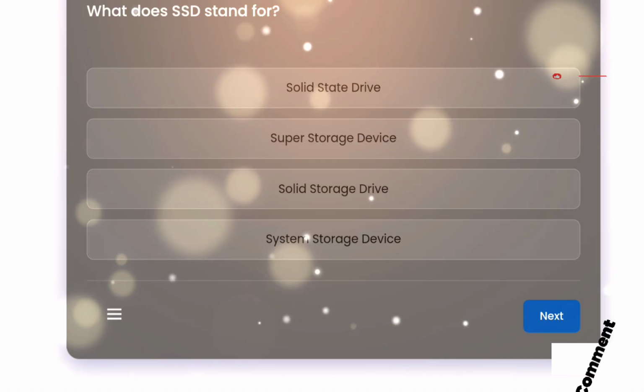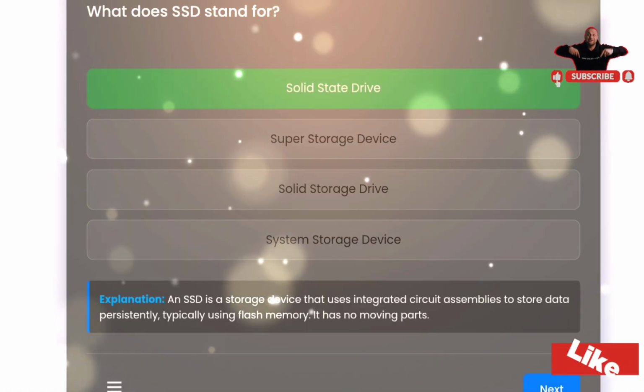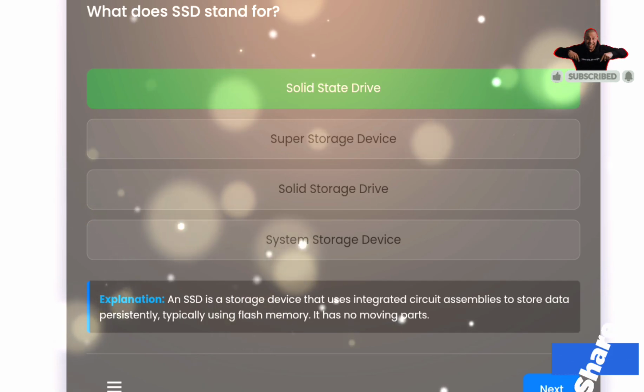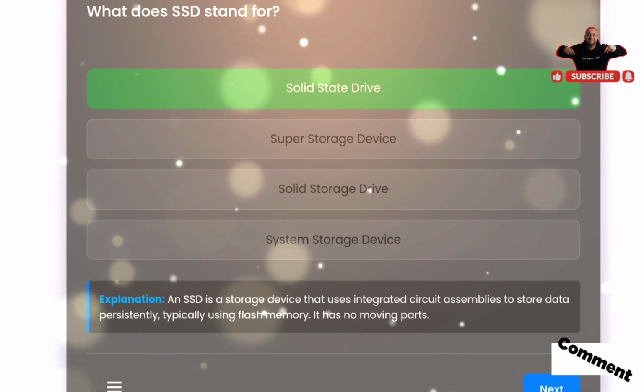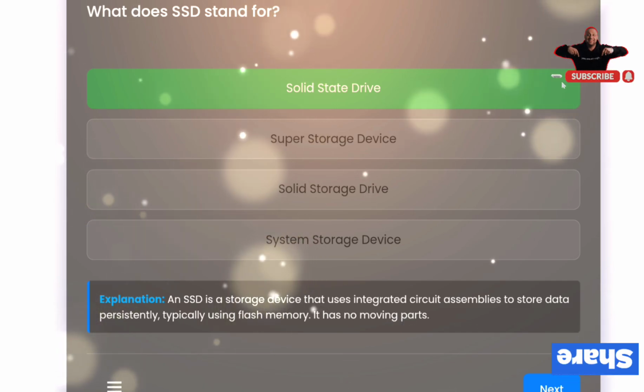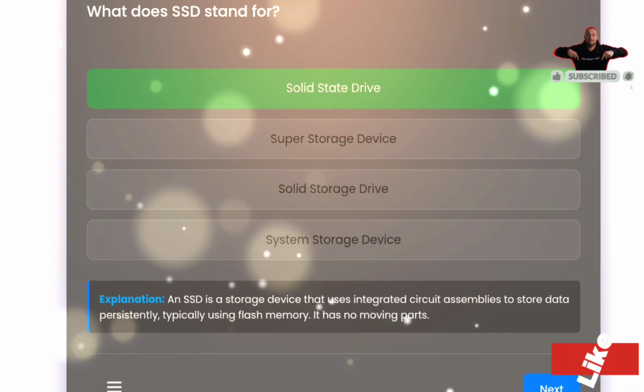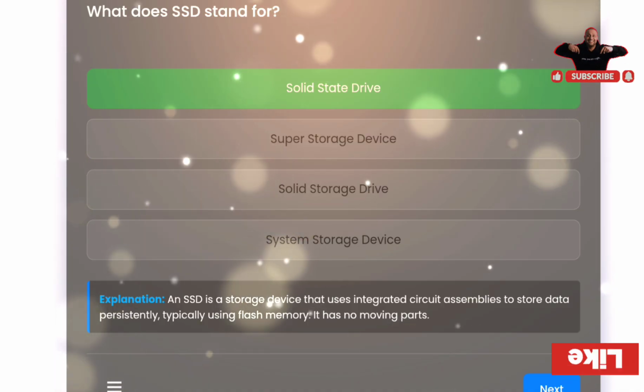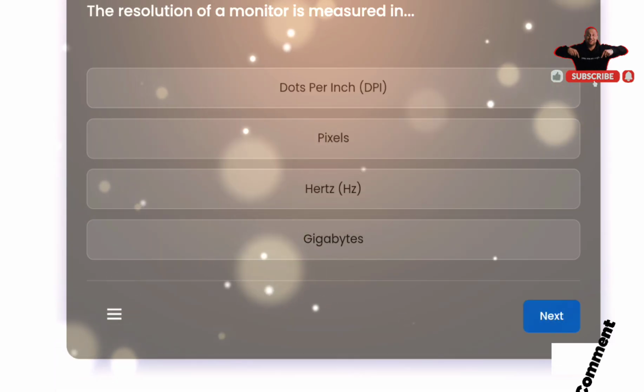What does SSD stand for? Solid State Drive. A solid state drive is a storage device that uses integrated circuit assemblies to store data persistently, typically using flash memory. It has no moving parts. Next question.